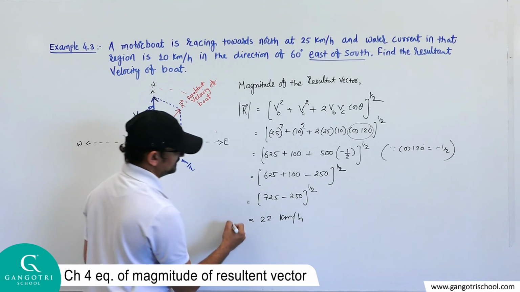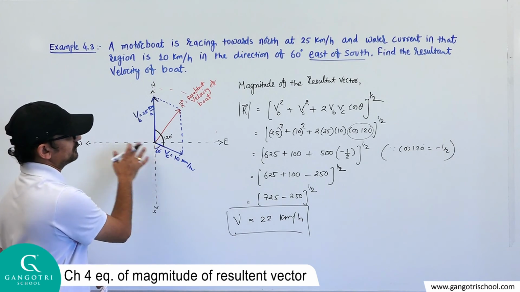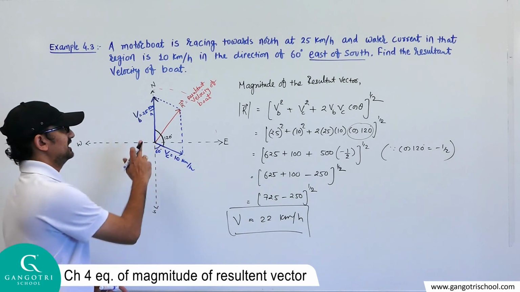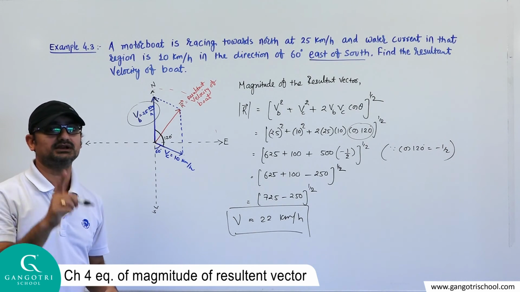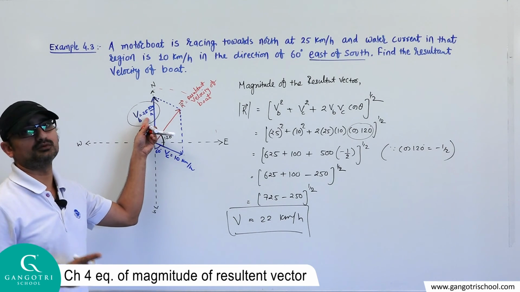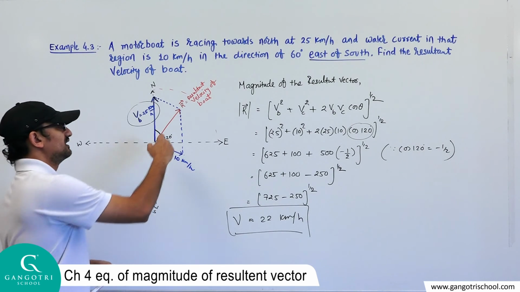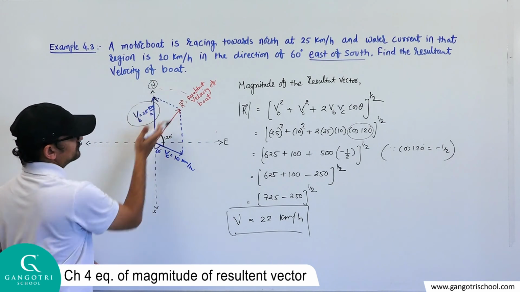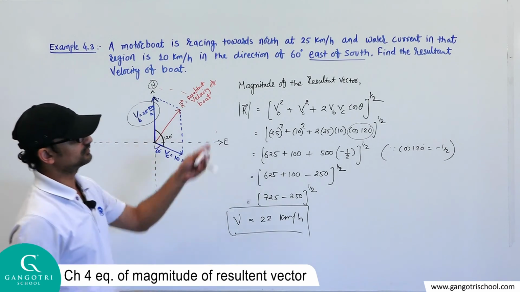You can check yourself. This is the resultant velocity of the boat in the presence of the flow of the river, in the presence of the water current. Actually the boat is moving with a speed of 25 kilometers per hour, but remember, this is the speed of the boat if there is no water current. But due to the presence of water current, now your boat will not go exactly towards north, it goes somewhere in this direction with a velocity of 22 km per hour. So this is the answer.